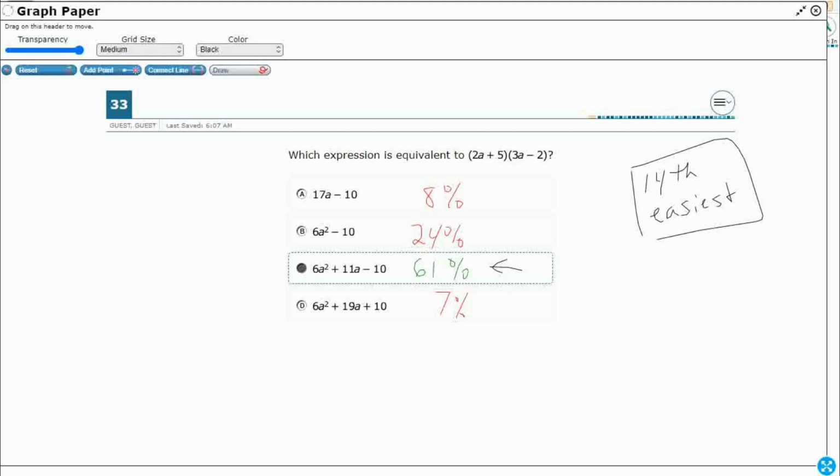Well, look what happens if you just do the firsts, right? The 2a and the 3a. Well, that's going to be 6a squared. Then if you just do the lasts, 5 and then a negative 2, that's going to be a minus 10. So we've got the first and last, but we don't have the outer and the inner.